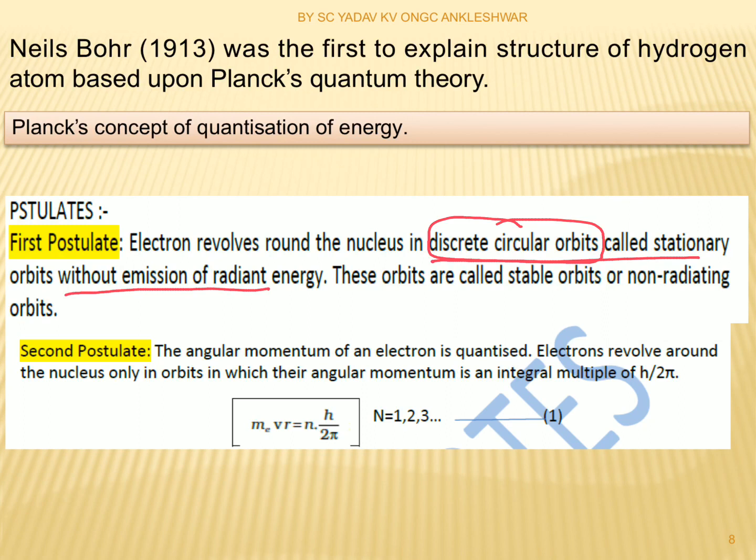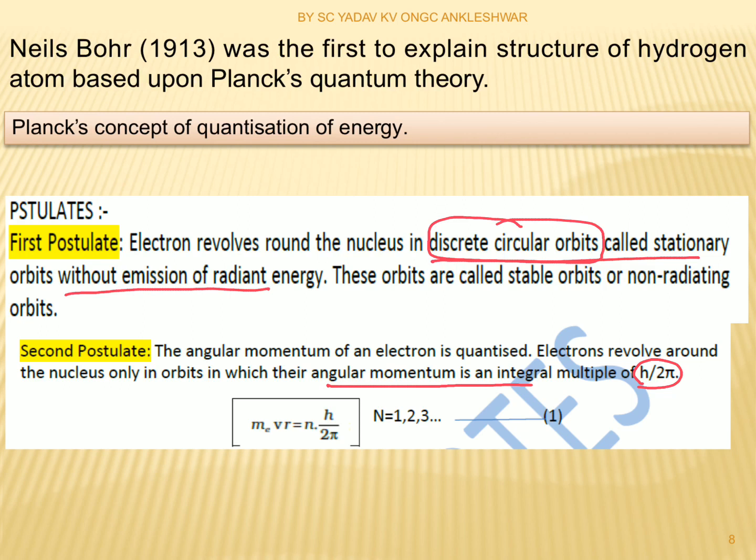Only those orbits in which angular momentum is an integral multiple of h by 2 pi are possible. So mvr is equal to n times h by 2 pi. The angular momentum of an electron is quantized. If it is the first orbit, the value of n is equal to 1. If it is the second orbit, the value of n is equal to 2. So for each orbit, for each energy level, you are just saying that the angular momentum is quantized.